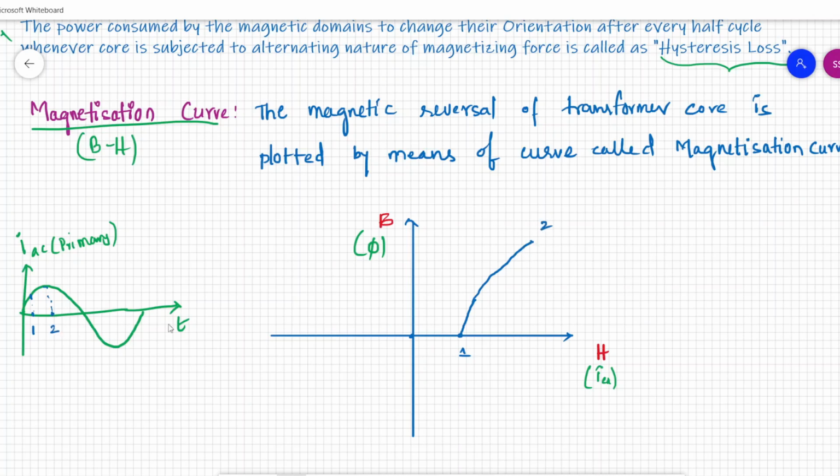Now after the second instant the current is decreasing towards 0, and the flux will also try to reduce towards 0, and it will come to this position, point 3. When the supply current is at position 3, the flux is at position 3. It is not 0. Even though the current is 0 at this point, you can write this point as 0 comma 3. The current is 0 but the flux has some value.